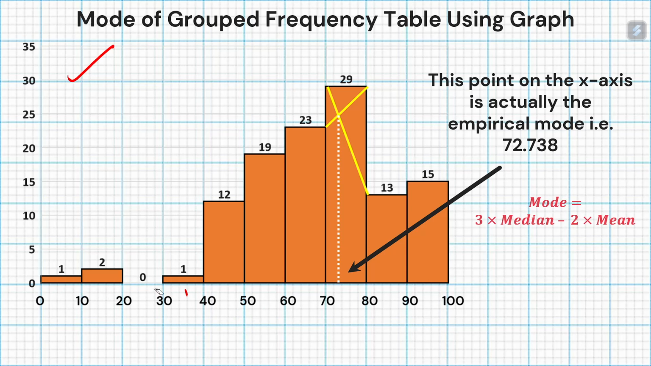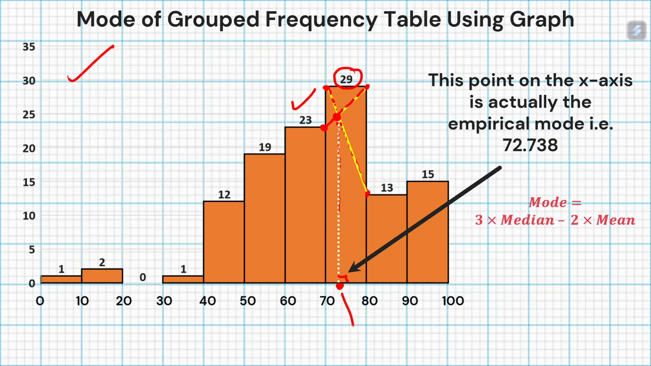Now 29 is the highest frequency because it is having the highest bar in the histogram. One bar previous to this bar is this 23. So from this point if you draw one line to the corner point here, and from this corner if you draw one line like this to this point, the point where these two lines intersect, from there if you drop one perpendicular to the x-axis, it is corresponding to a value on the x-axis.